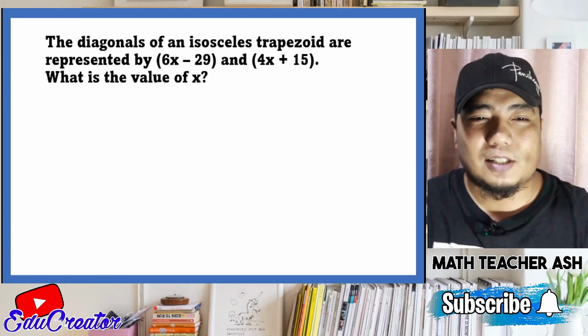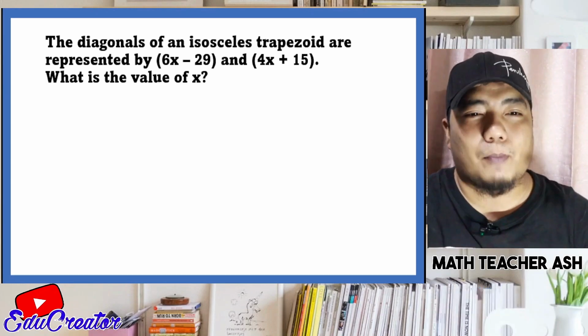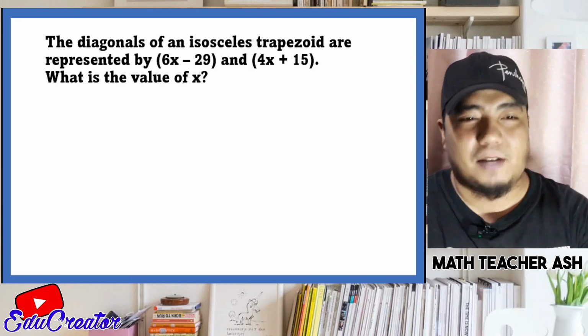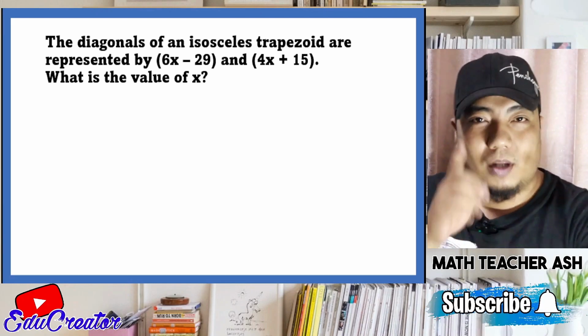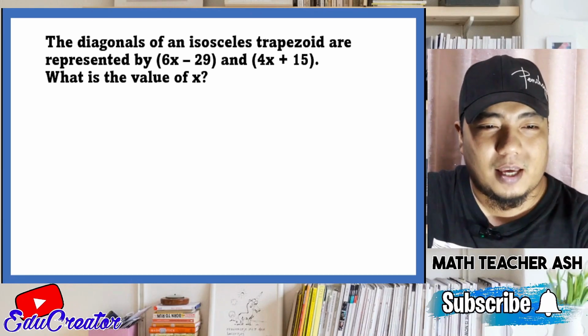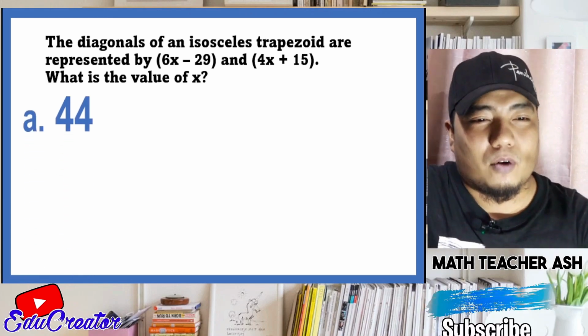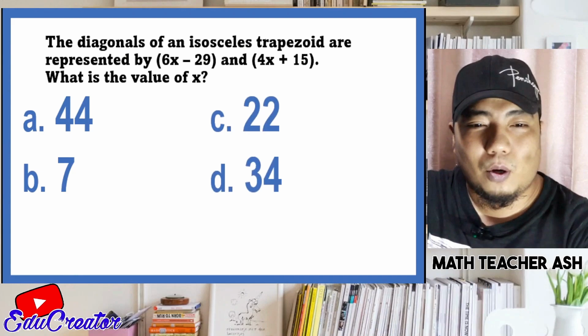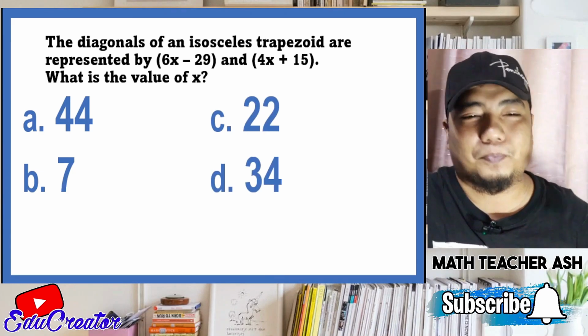The diagonals of an isosceles trapezoid are represented by 6x minus 29 and 4x plus 15. Now, the question is, what is the value of x? Is it A, 44, B, 7, C, 22, or D, 34?